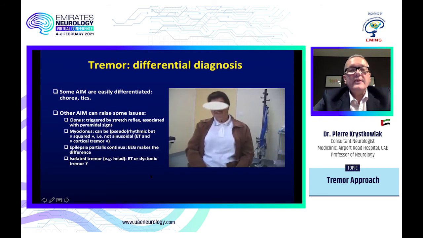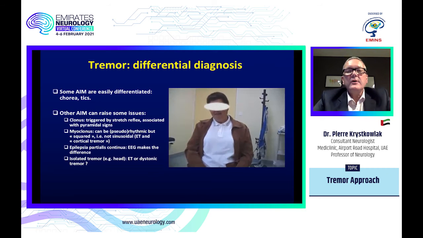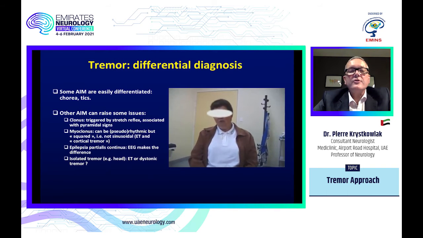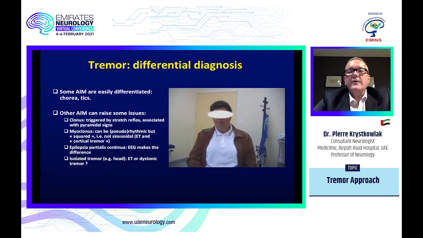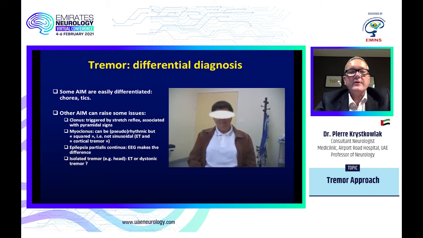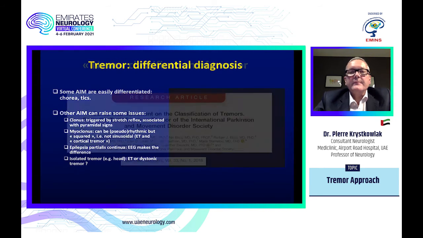For example, head isolated tremor, like in this video, where you don't know exactly if this tremor is related to essential tremor or dystonic tremor. And dystonia is completely different from tremor. You can observe here that there is a very mild right tilt of the head that suggests that it is rather a dystonic tremor than an essential tremor. But we will come back to this distinction later on.